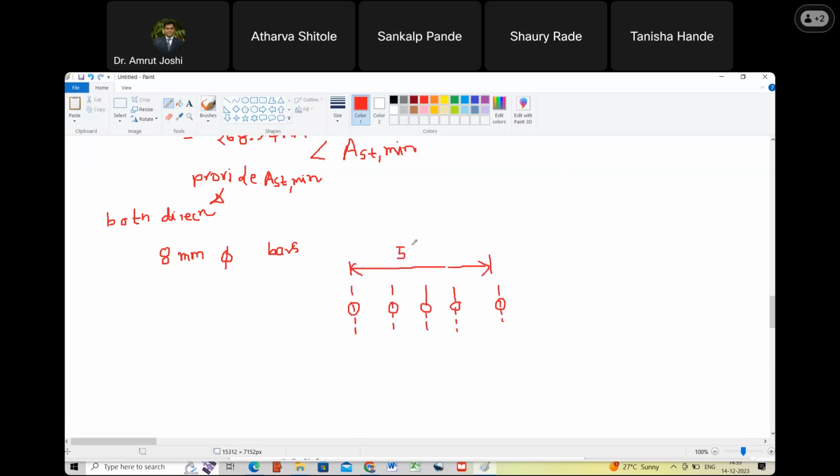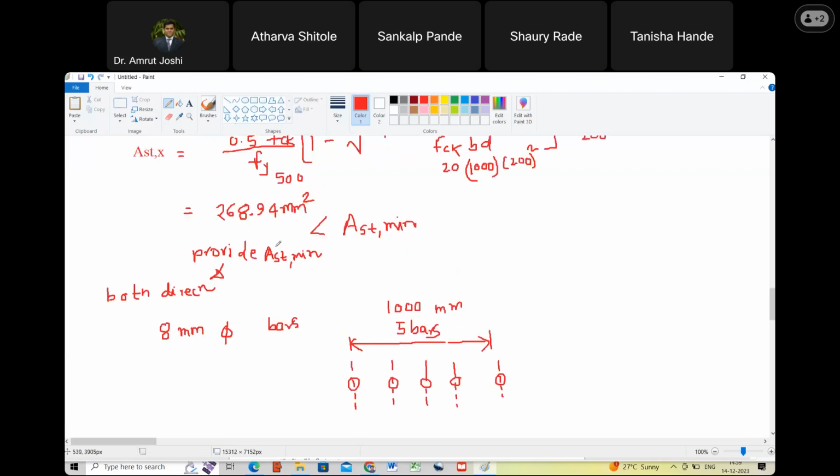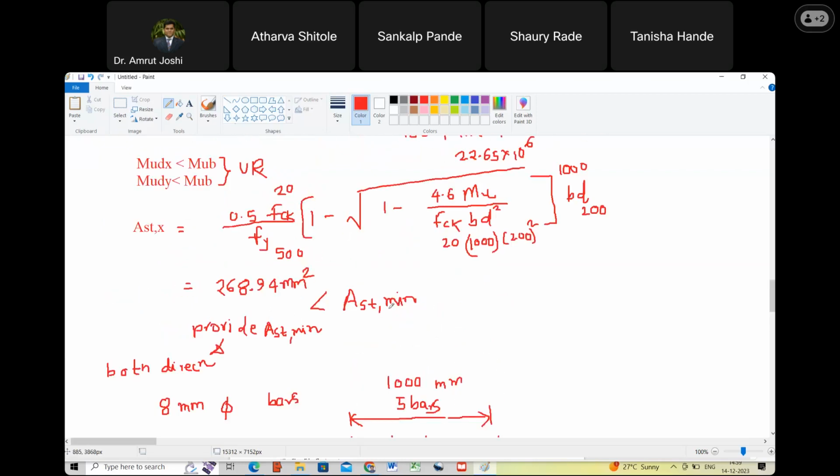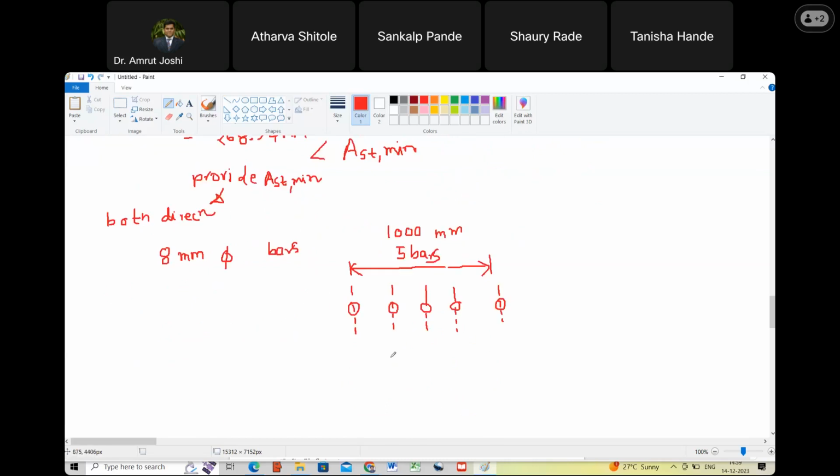How many bars did we provide? 5 bars. In what width? In 1000 mm width. Do we have to provide this AST in 1000 mm width? This 288? Yes. Are you with me? Yes, sir. So if we provide 5 bars in 1000 mm, how many spacings are there? 1, 2, 3 and 4. So if you are going to provide n number of bars, there will be n minus 1 spacings. Do you agree with me? Yes, sir. And how much is the AST that you are providing? Tell me.